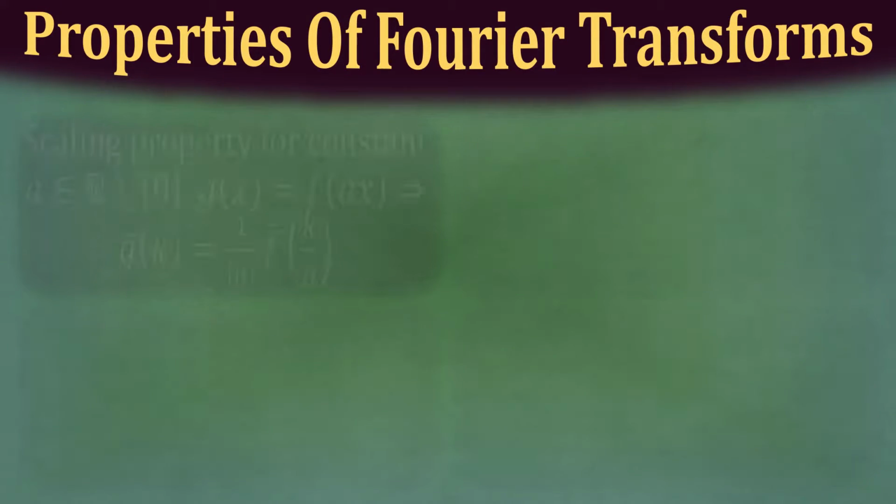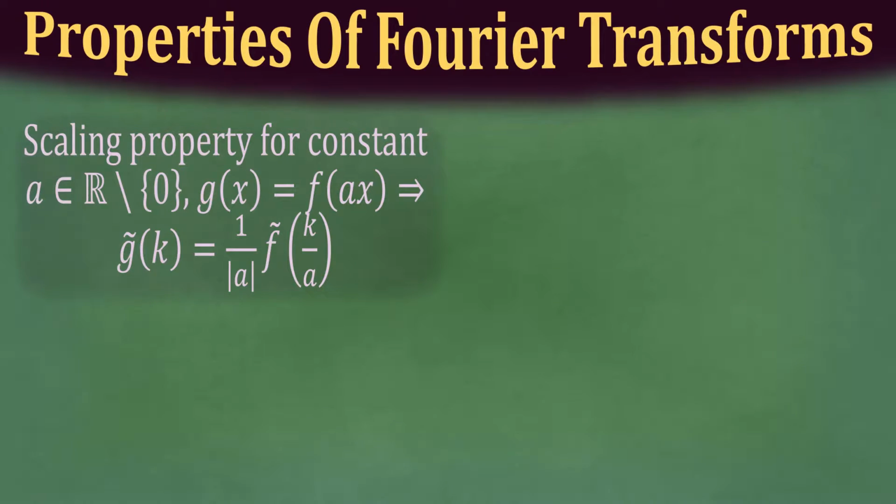We have the scaling property that for constant a in the real numbers but not 0, g of x equaling f of a x implies g tilde of k is equal to 1 over the modulus of a times f tilde of k over a.